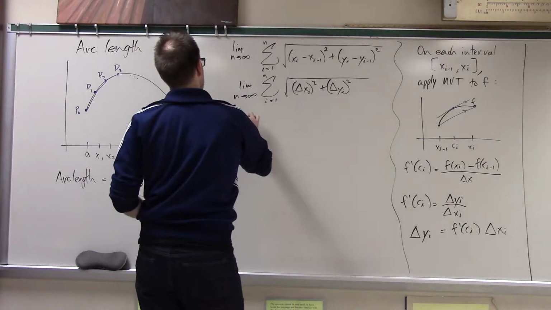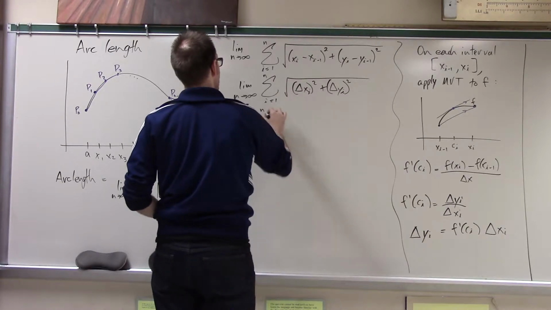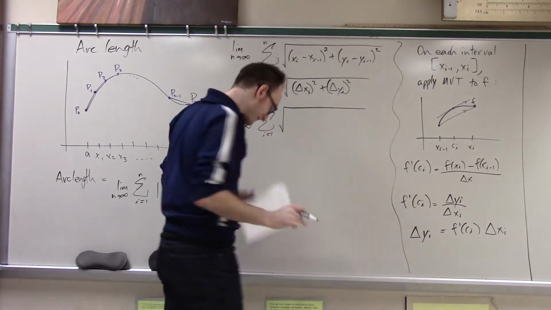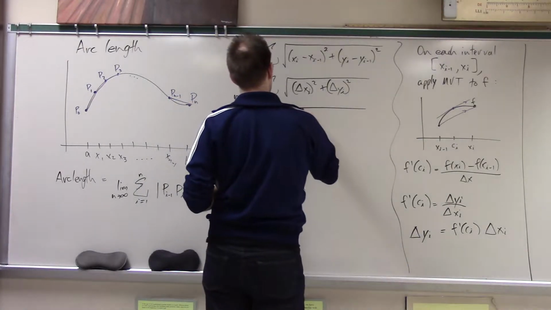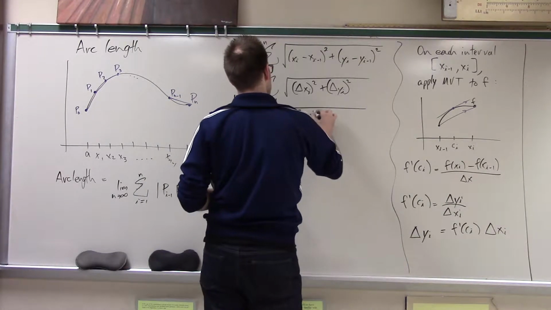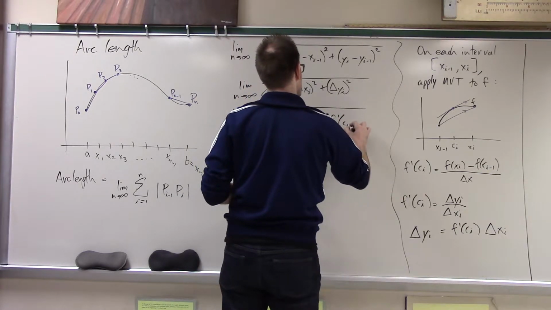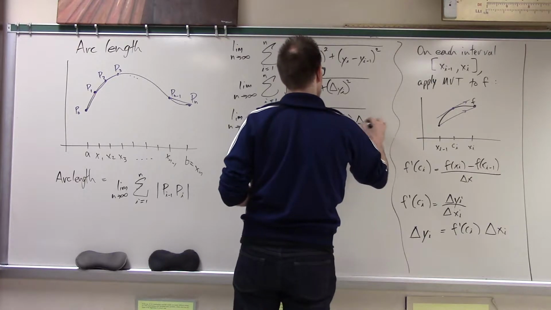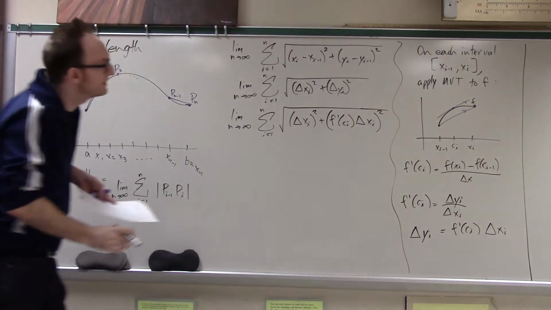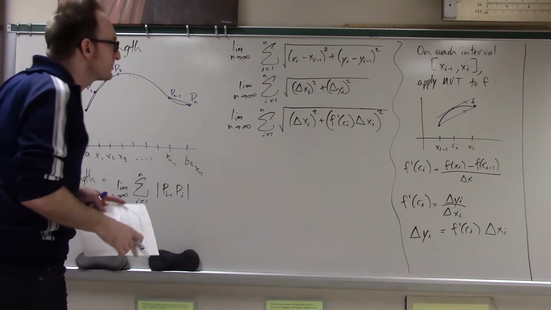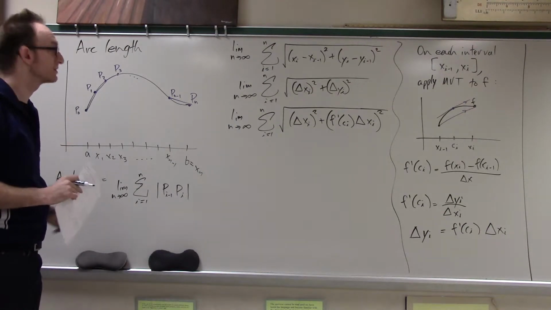And so we get the limit as n goes to infinity of the sum from i equals 1 to n of the square root of delta x sub i squared plus, and in place of this I put f prime c sub i delta x sub i, the whole thing being squared. I'm being very theoretical about this, but really we're just adding up a whole bunch of infinitely small little hypotenuses. That's really all that's going on.